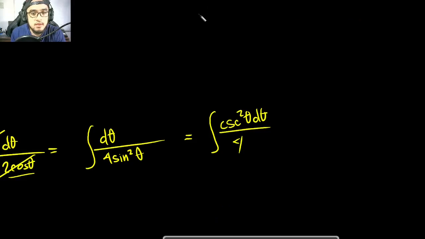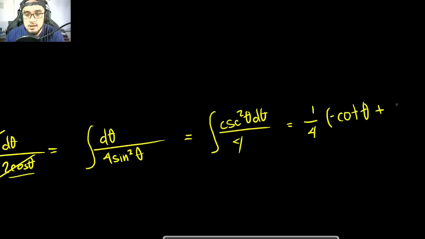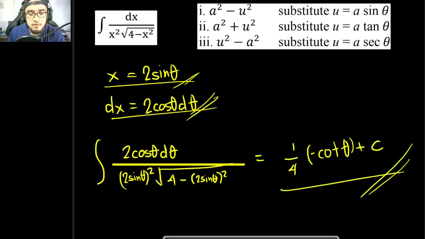So from that, the answer here would now be equal to 1/4, which is this 4 right here, times negative cotangent theta plus c. So there. Okay, so the answer for your transformed equation is equal to 1/4 times negative cotangent theta plus c.